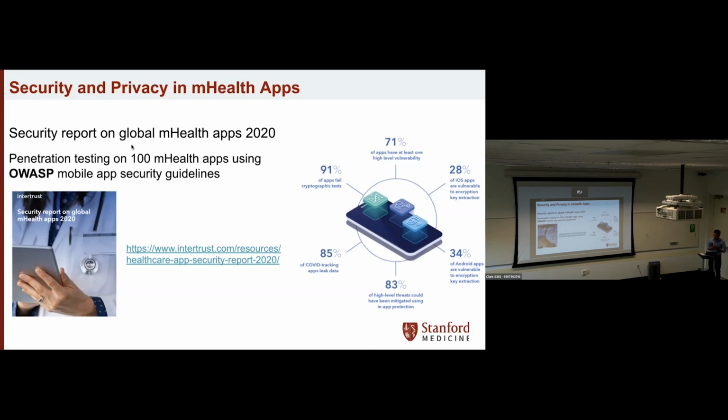So, in terms of security and privacy in mHealth apps, this is a good security report on mHealth applications back in 2020. You can get the report from the link. They did penetration testing on 100 top mHealth apps using the OWASP security guideline that we'll briefly talk about later. They found serious vulnerabilities: almost 70% of apps had at least one major, high-risk vulnerability, and 90% of mHealth apps fail cryptographic tests, which is a big number. And 85% of COVID-19 tracking apps leak some sort of information. So these are serious vulnerabilities.